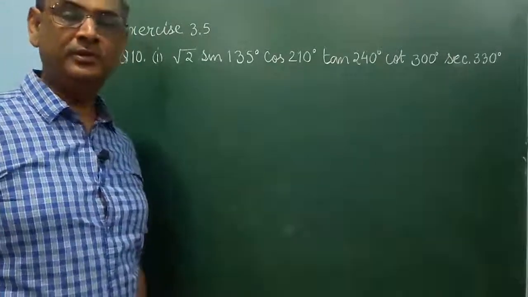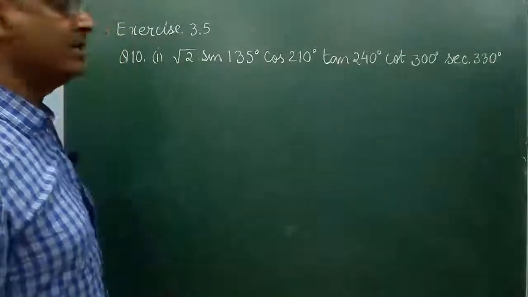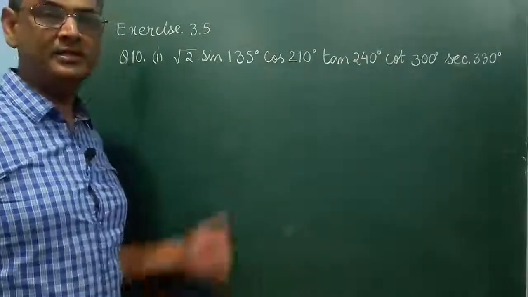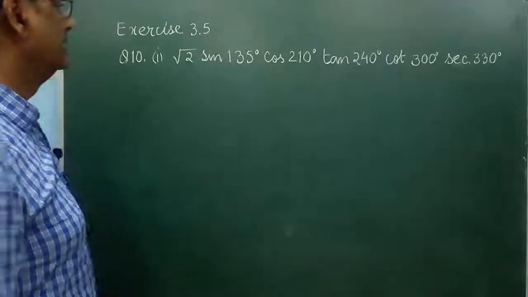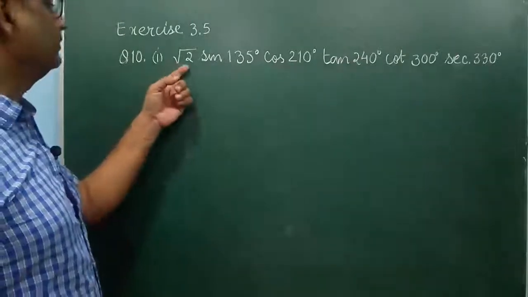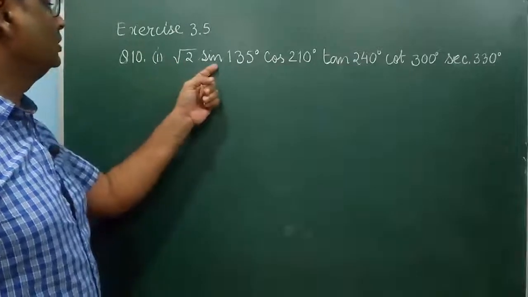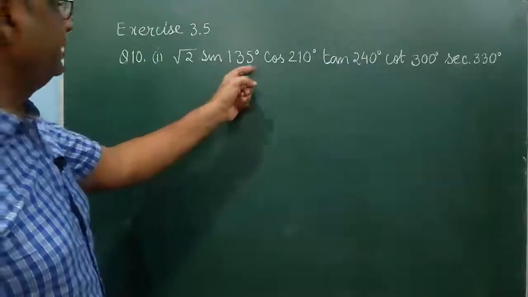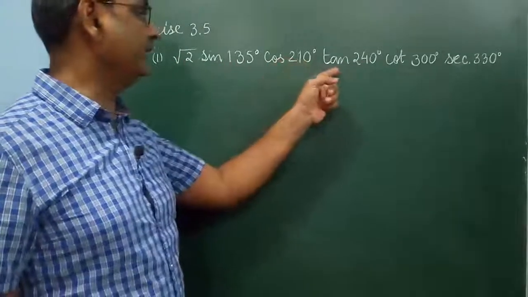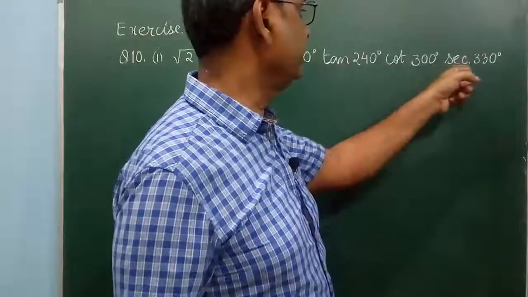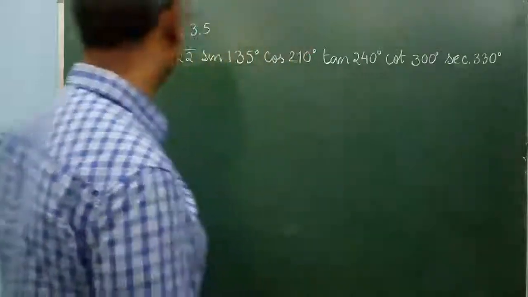Today we will be doing the further questions from exercise 3.5. Our first question is the 10th, first part. We have to find the value of this expression: root 2 sine 135 degree cos 210 degree tan 240 degree cot 300 degree and sec 330 degree.